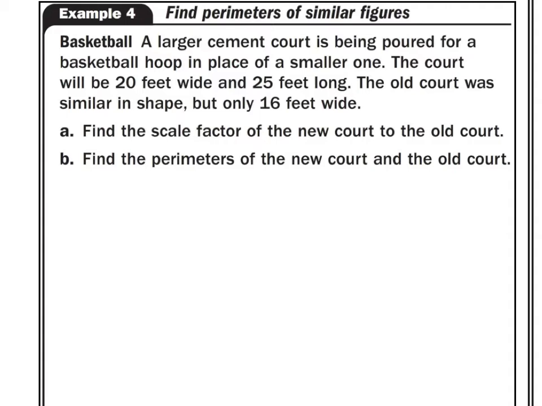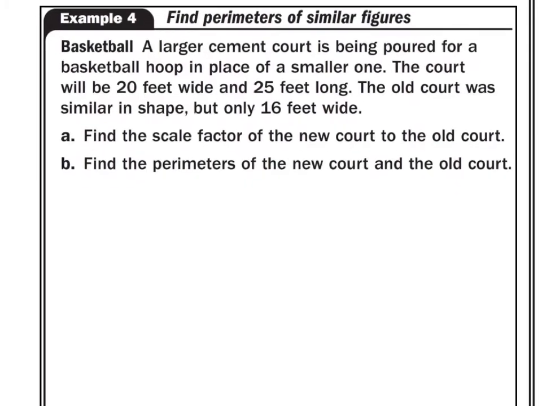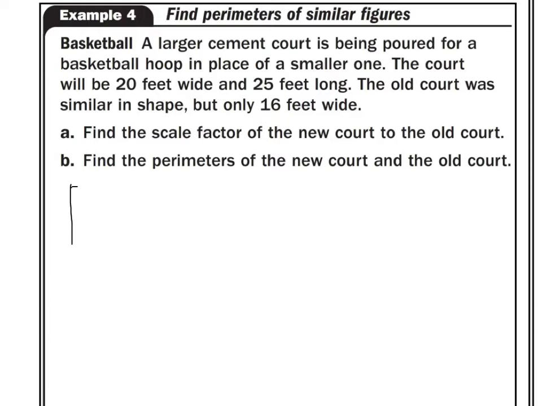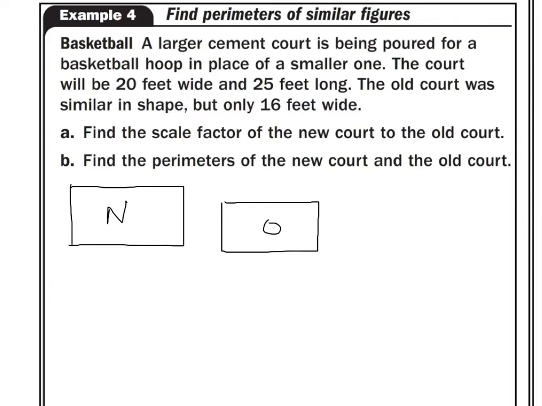Okay, so first of all, what I want to do here is draw myself a picture. So I've got, we'll make that the new court, and we'll make this one the old court. The new court was 20 feet wide by 25 feet long. The old court, similar in shape, is only 16 feet wide. Well, in order for me to figure out the perimeter, I need to know that value right there.